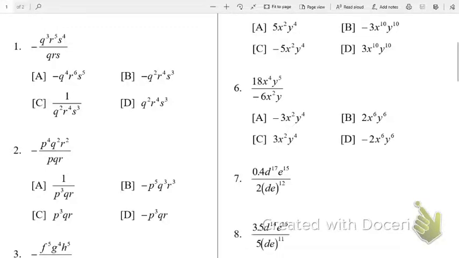All right, so here is the answer key to the practice quiz on the quotient of powers property.